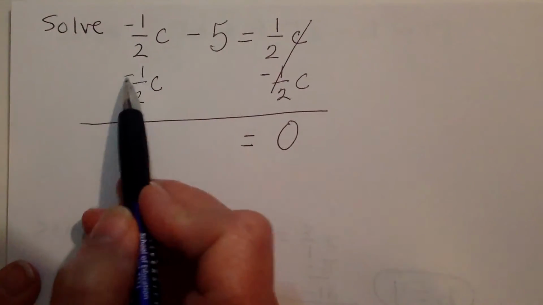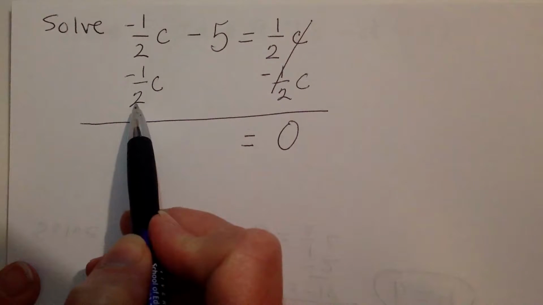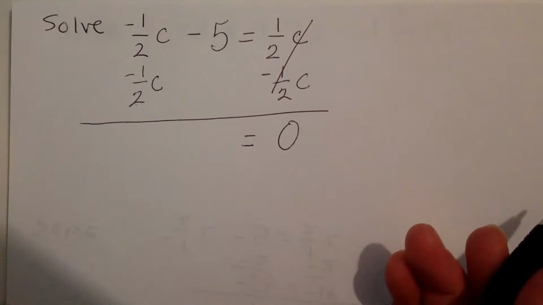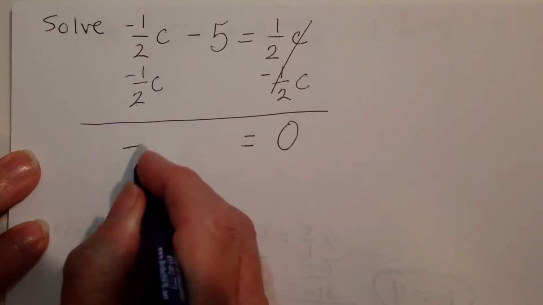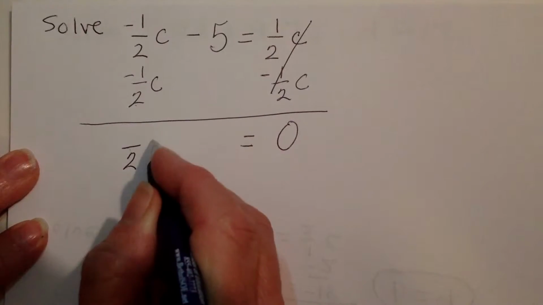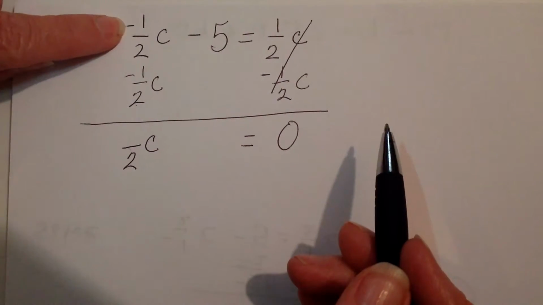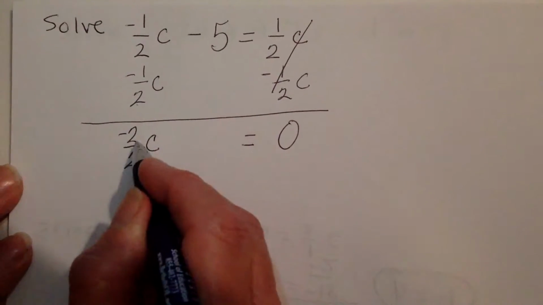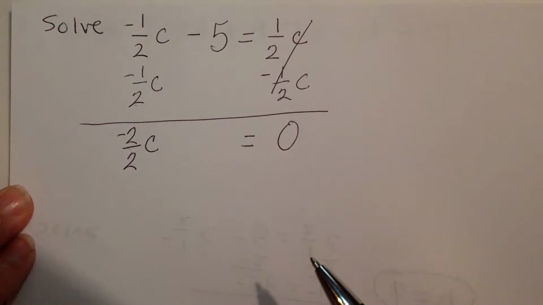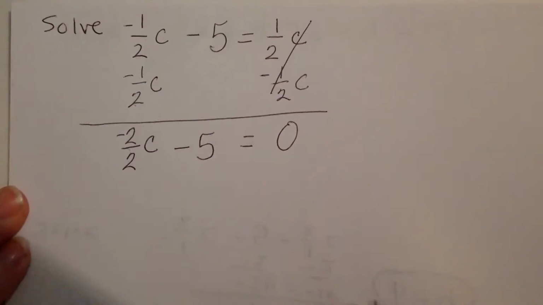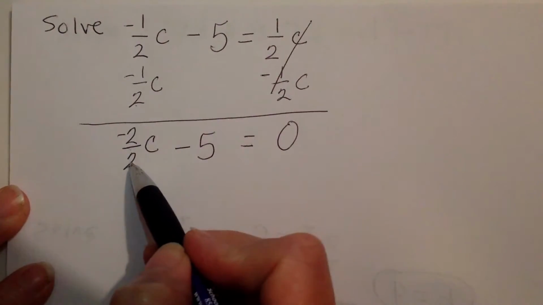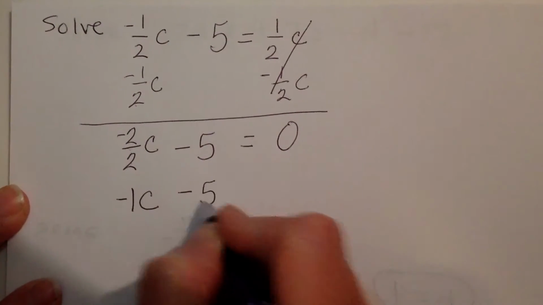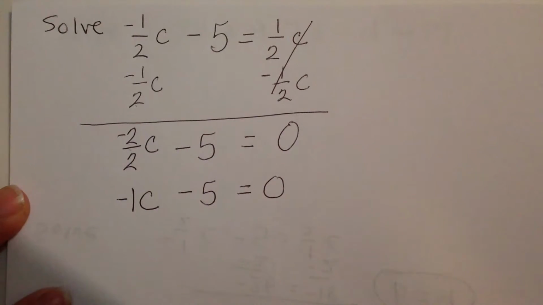Now negative 1/2 and negative 1/2. Let's recall, to add and subtract fractions, you must get a common denominator. We have a common denominator, so let's bring down our common denominator. Keeping your variable, what's negative 1 plus negative 1? Wouldn't that be negative 2c minus 5? Now, negative 2 divided by positive 2 is actually just negative 1c minus 5 equals 0.